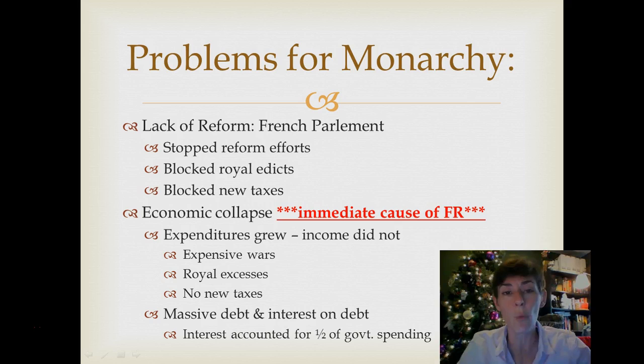We had expensive wars, royal excesses, and no new taxes to offset all this debt. So we have massive debt and interest on the debt. That's what people don't think about. When you take out a loan, you have debt, and you've got to pay interest on that loan. People weren't thinking about that. Forget about the actual principal amount, just the interest accounted for one half, that is 50% of all government spending. That is not a way to run an effective economy. You're asking for trouble when you do things like that. It might be a word of caution to the United States. You might want to pay attention to things like this. See, we can learn things from history.